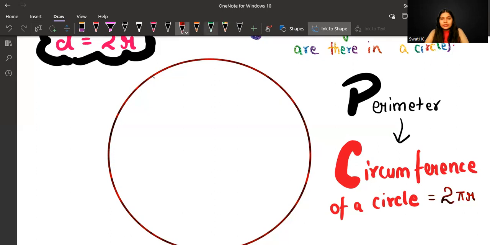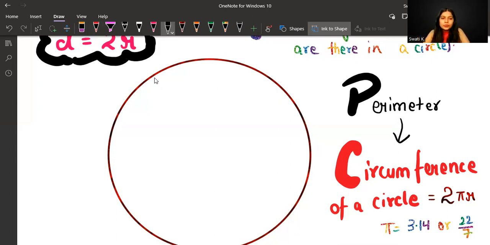Where of course r is the radius and pi is the value of pi. Pi is an irrational number. If you take 3.14 as the value, or 22/7, that is a rational number. This is a very interesting fact about pi. Okay, let us come to the parts of a circle. So this is called the circumference, the perimeter.